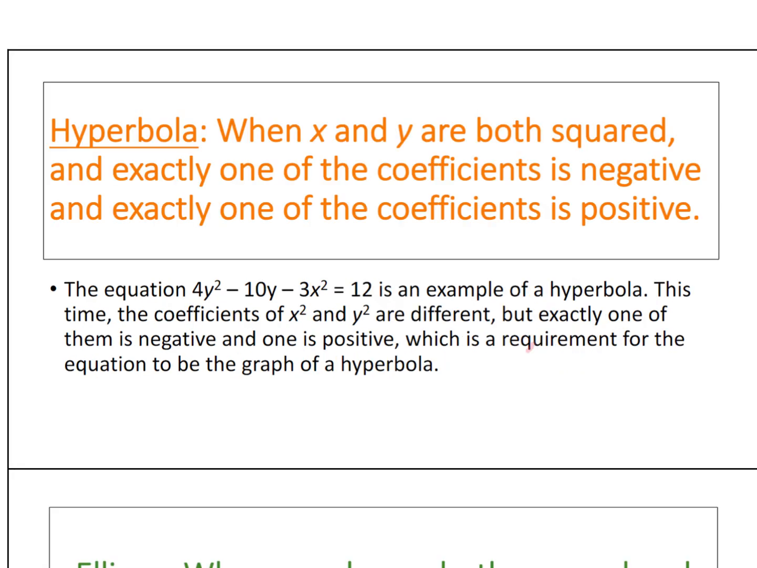A hyperbola is when x and y are both squared and exactly one of the coefficients is negative, and exactly one of the coefficients is positive. These are very interesting to note. The equation 4y squared minus 10y minus 3x squared is equal to 12 is an example of a hyperbola. This time, the coefficients of x squared and y squared are different, but exactly one is negative and one is positive, which is a requirement for the equation of the graph of a hyperbola.